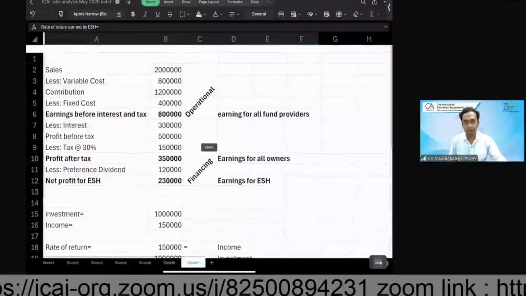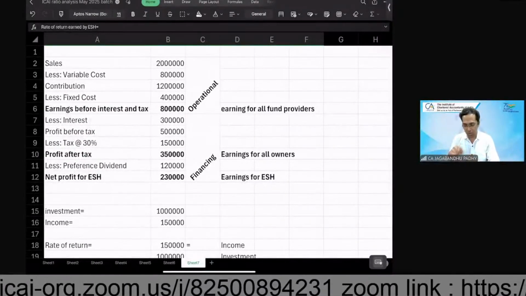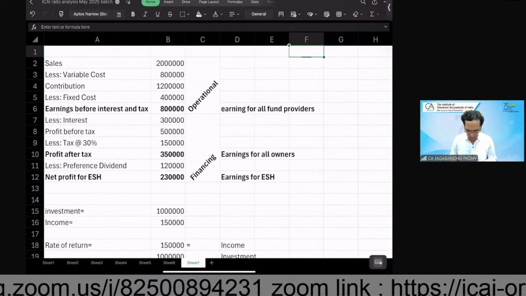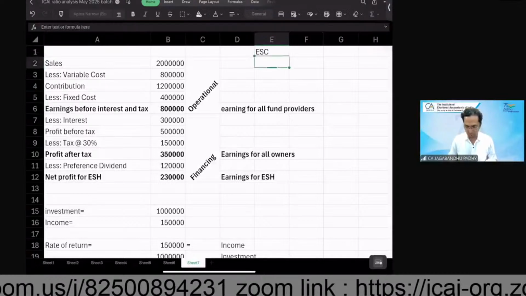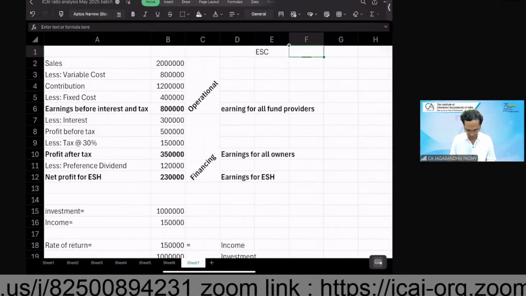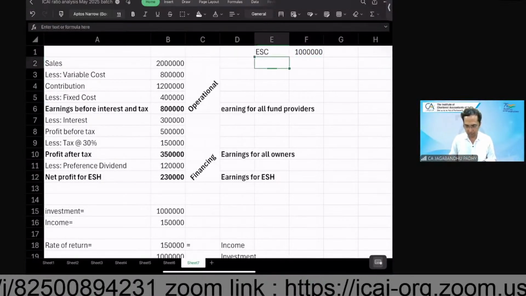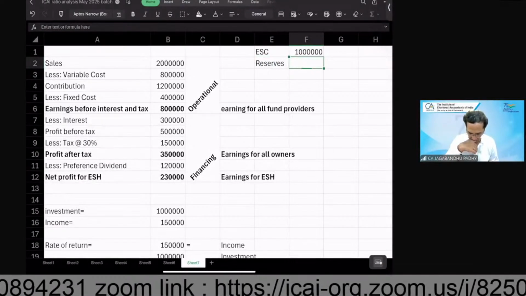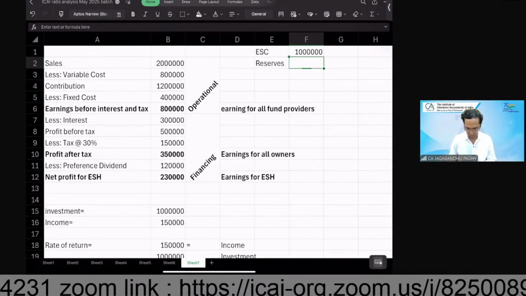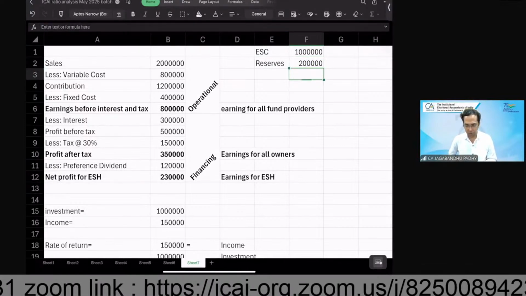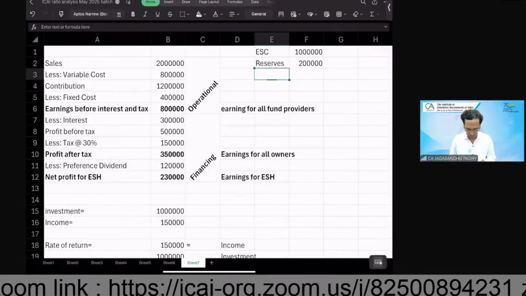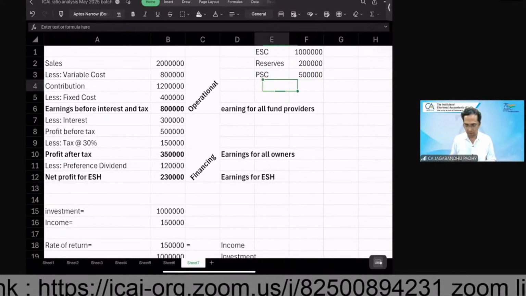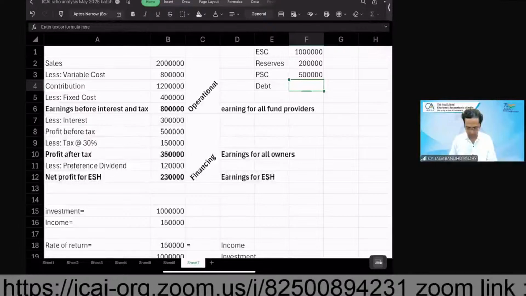Yeah. Okay. Now let me just numeralize it with further numbers. Let's say the company has got an equity share capital of 10 lakh, reserves of, suppose, 2 lakh. And let's say preference share capital of 5 lakh, and it has got a debt of, let's say, 7 lakh.